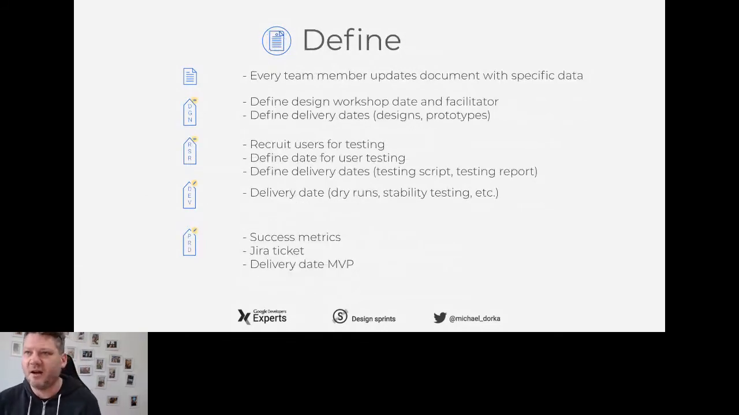Then you define the stuff, again, the designers, they define design workshops, the date and who's going to facilitate. They define the delivery dates of the designs and the prototypes because they are usually in charge of that. The researchers, they recruit users way before testing, but for the testing. They define the date for the user testing. They define delivery dates for the testing scripts that you need and the testing reports. The developers, the delivery date, dry runs, stability testings for the final codes. And products should define success metrics saying, okay, if this process, this design sprint is successful, how are we gonna see it reflected? They create Jira tickets if you use Jira or whatever kind of ticketing system, and they create the delivery date for the MVP.